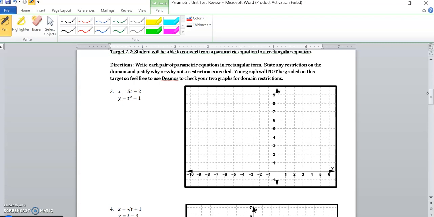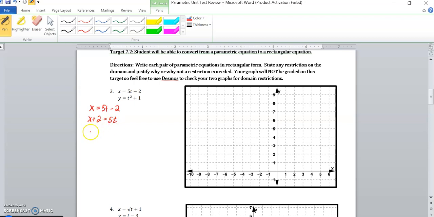So I would say I'm going to solve the x equation for t. Anytime I can do that is easier, because in the end I have to have y equals something in terms of x. So it's easiest to solve the x equation and leave my y equation with y equals by itself. So I'm going to go ahead and do that here. x is equal to 5t minus 2 is what we start with. So I'm going to add 2 to both sides.